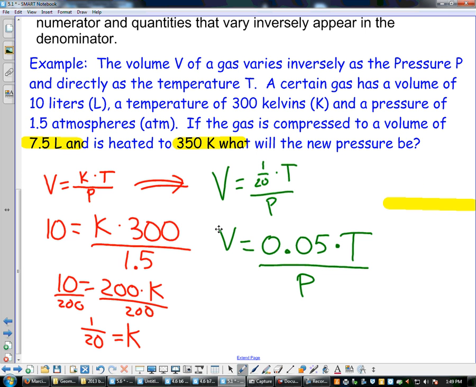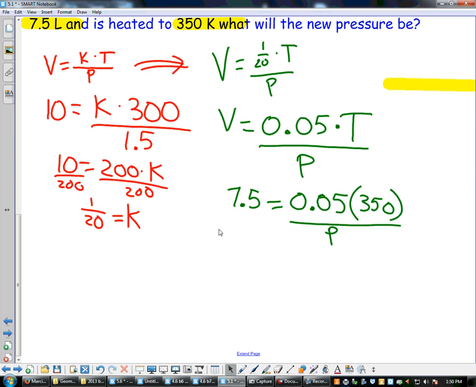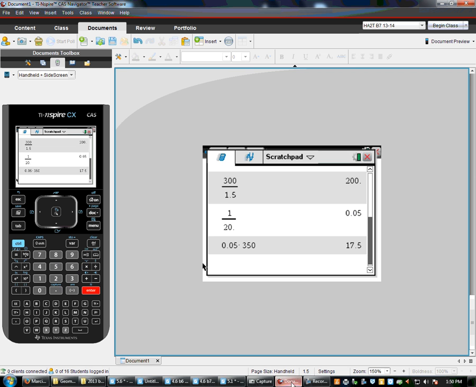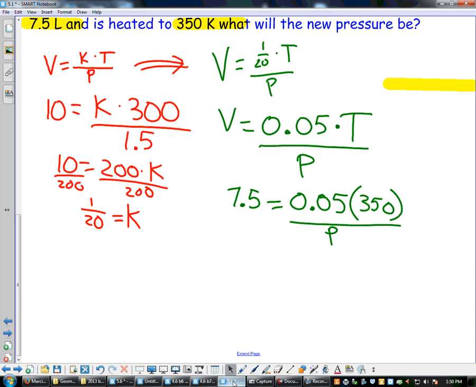So let's write down that the volume is now 7.5. And so that's going to be equal to 0.05 times the temperature of 350 kelvins, and we divide by the pressure P, which we do not know. We're solving for that. So we take 0.05 and we multiply by 350. I'm getting 17.5. And so I get 7.5 equals 17.5 divided by P.